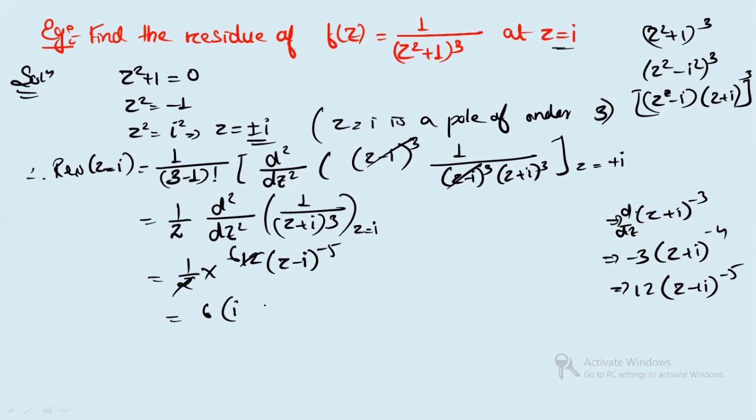So you can write it as i. This is a plus sign, this is not negative. So it is (z plus i), that is (i plus i) to the power minus 5, right? So you will get 6 into (2i) to the power minus 5.